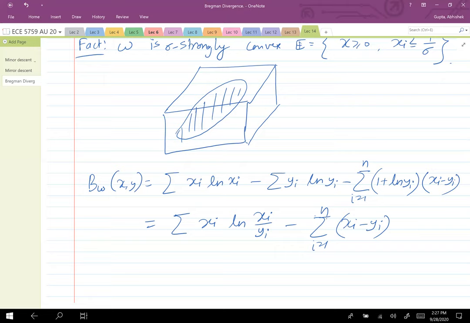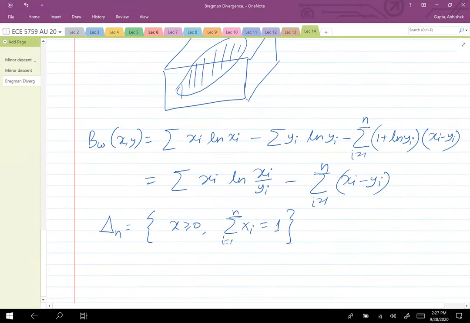Okay, so this is also a valid Bregman divergence. Typically, this divergence is used on the simplex, where x is greater than or equal to 0, summation of x_i is equal to 1. So this is the set of all probability distributions over n objects. In which case this term dies out. So basically summation of x_i minus y_i is equal to 0. And on this set, V omega of x, y is summation of x_i log x_i over y_i, i equals 1 to n. And this is known as KL divergence.